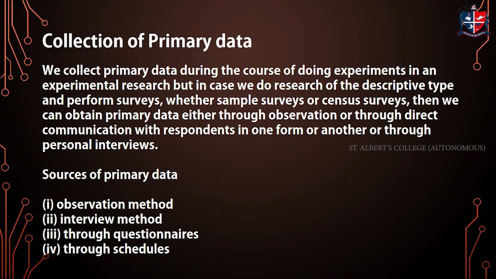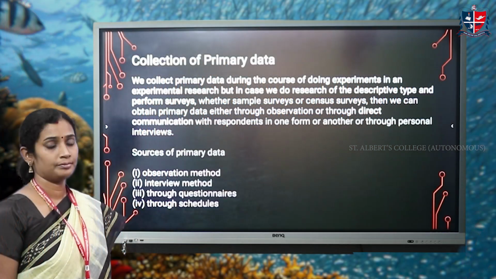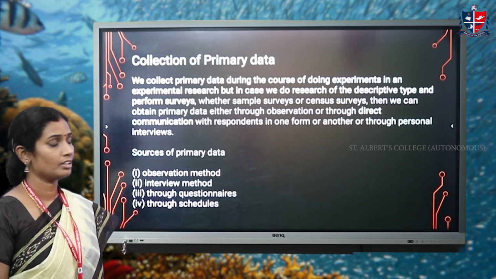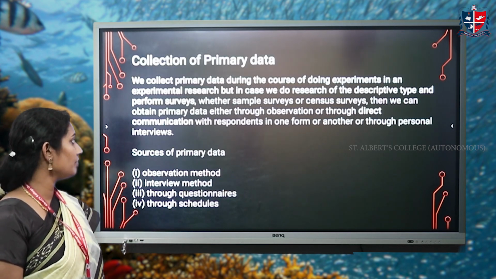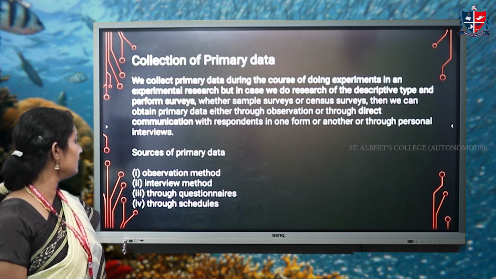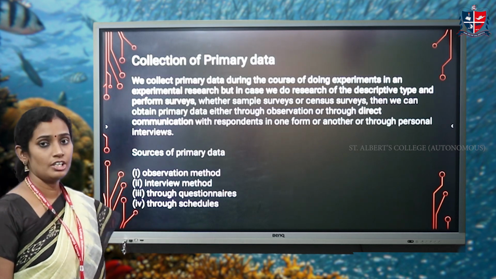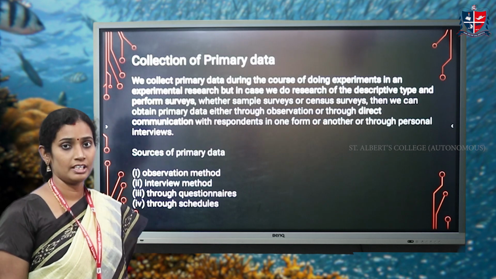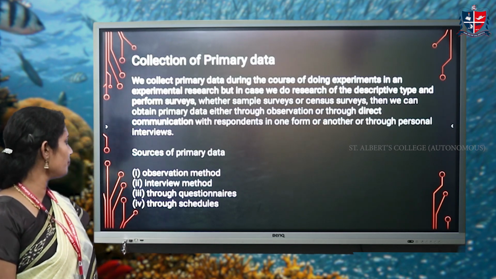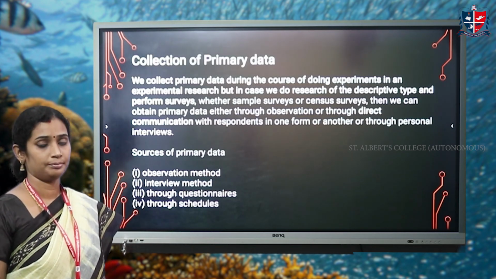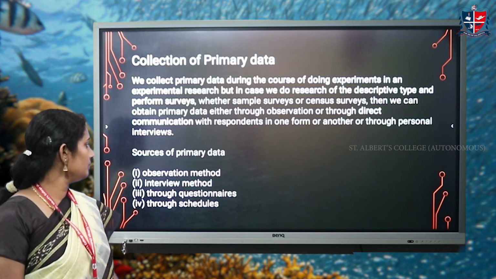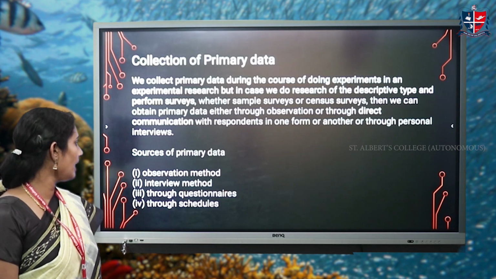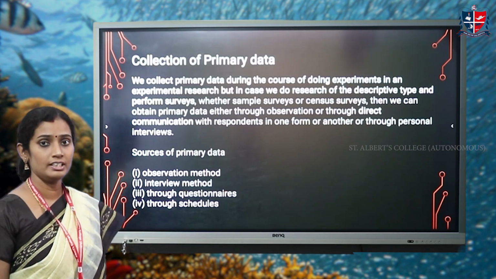Now we will see about the collection of primary data. The primary data is collected as a part of a research study. It can be collected through surveys, observational studies, interview methods, questionnaires, schedules, etc. We will see the sources of primary data. The first source of primary data is the observation method. In this method, the investigator observes the data directly. It is the most authentic method.